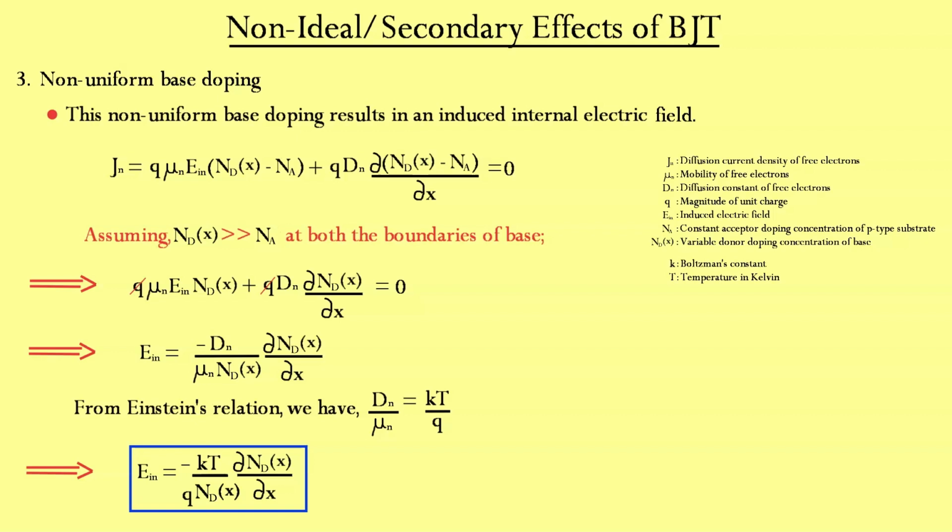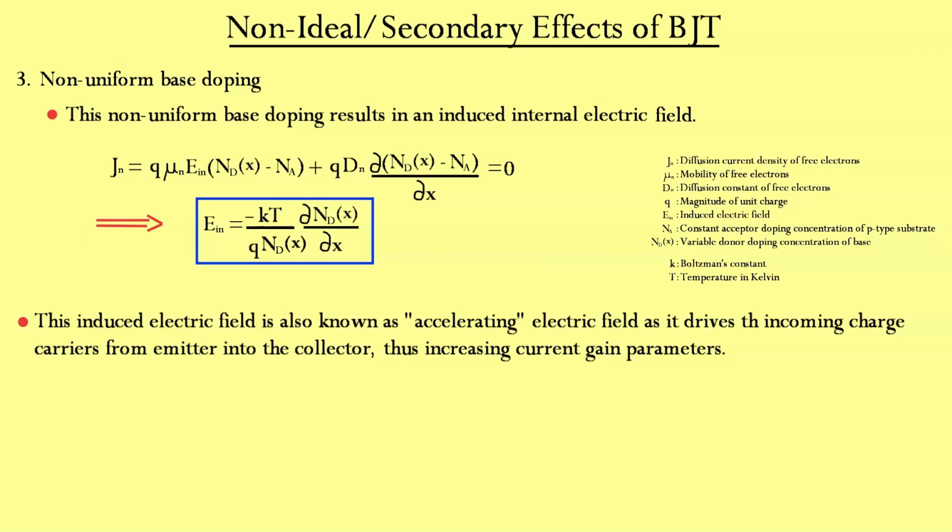After examining the direction of electric field, we can see that this induced electric field actually pushes the incoming charge carriers from emitter to collector in base. Hence, this electric field is called accelerating electric field. Most of the non-ideal effects degrade the BJT performance. However, non-uniform base doping actually improves the BJT efficiency as more charge carriers coming from emitter are pushed towards collector.